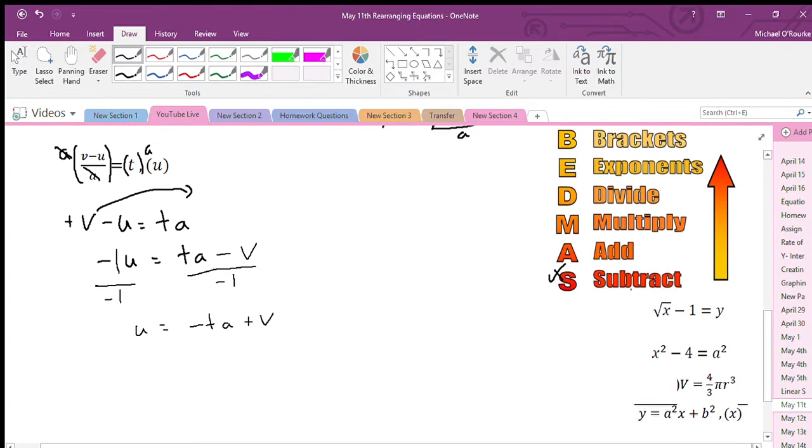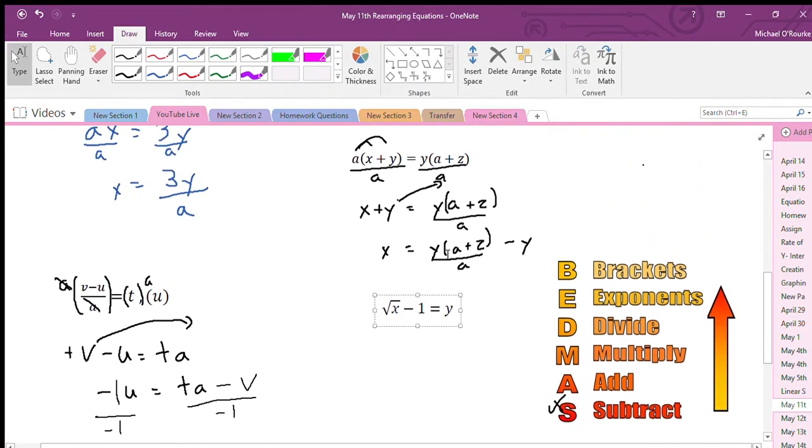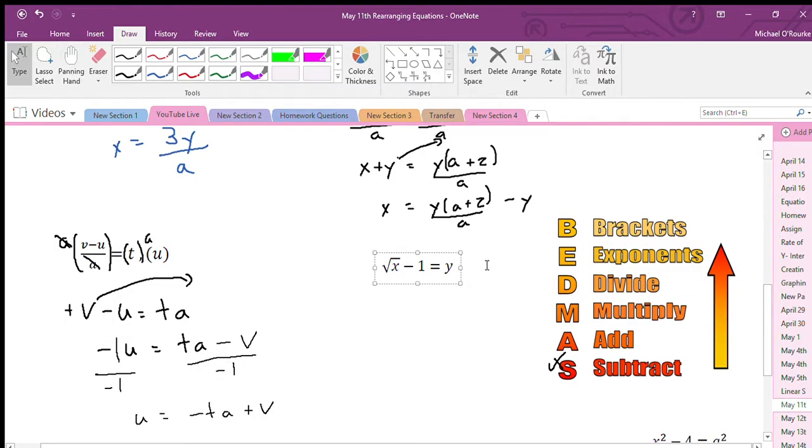Now let's try this one. So what we have here, we're trying to isolate the x again. So we have a minus, so let's move it over. Okay, so we have square root x equals y plus 1.